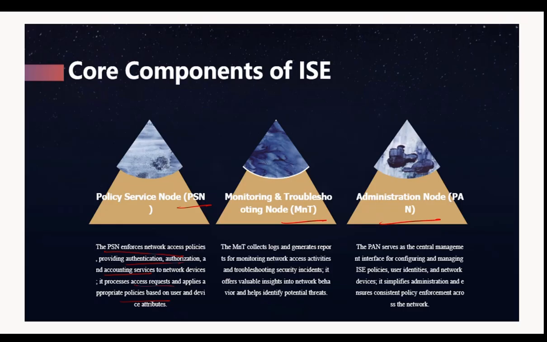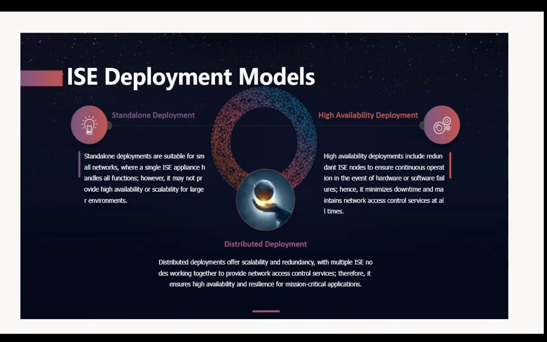MNT, the monitoring and troubleshooting node, collects the logs and generates the reports for monitoring network access activities and troubleshooting security incidents. Valuable insights are provided with it into the network behavior and it helps identify potential threats. Administration node, the PAN node, serves as a central management interface for configurations and managing ISE policies, user identities, and network devices, and simplifies the administration and consistency.